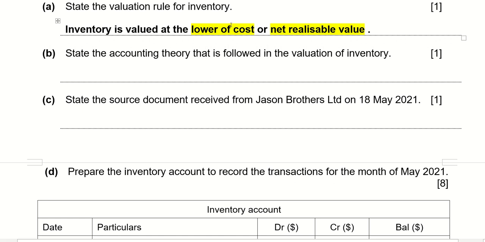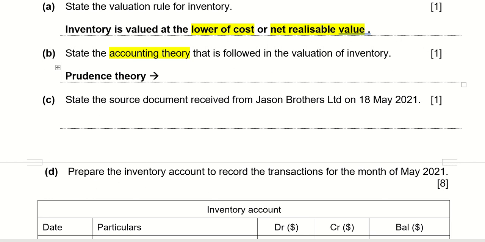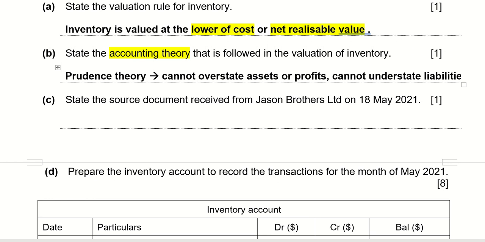Now, why do you need to do this? Why do you need to value it at the lower of cost or the net realizable value? What is the accounting theory that you are following in this case? The accounting theory that you are following is called the prudence theory. Now, what is the prudence theory? The prudence theory is basically saying that you cannot overstate assets or profits, and you cannot understate liabilities or losses.